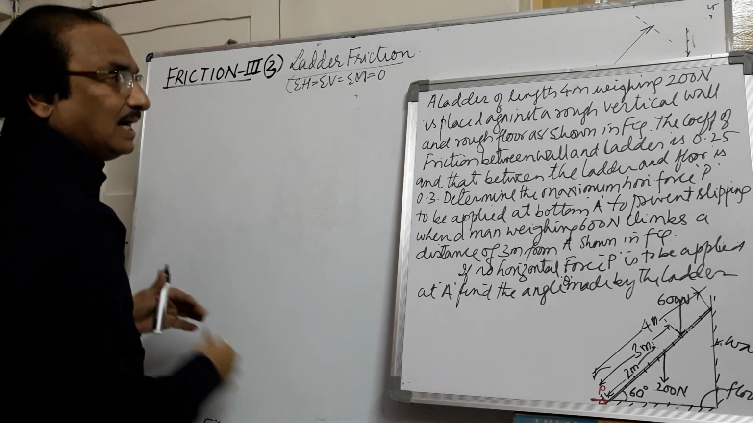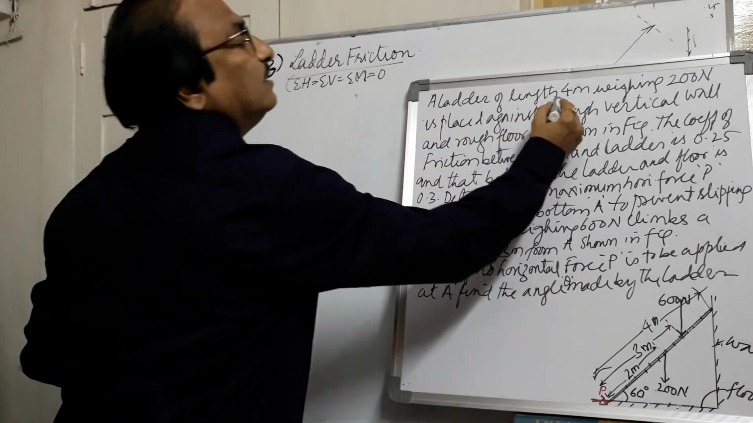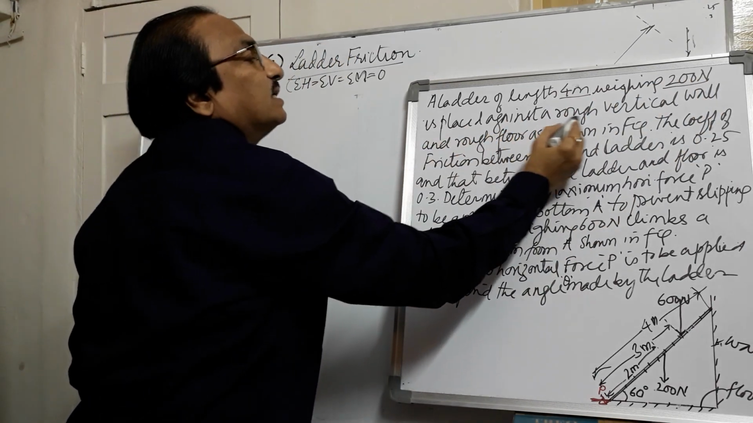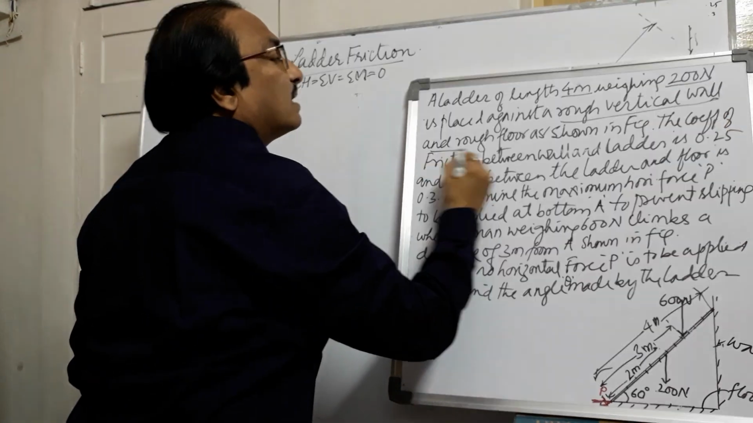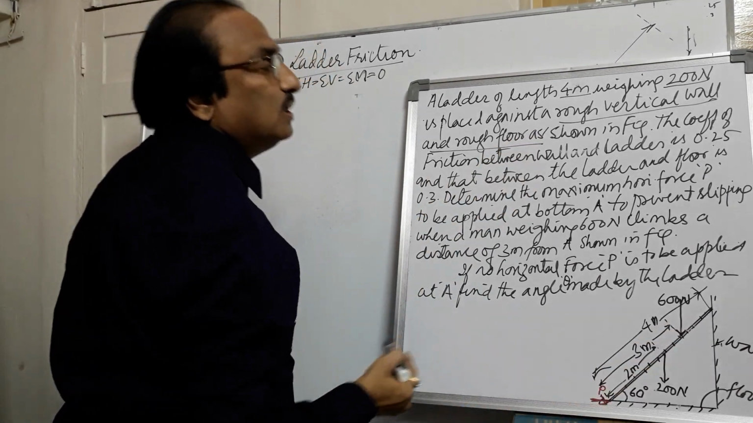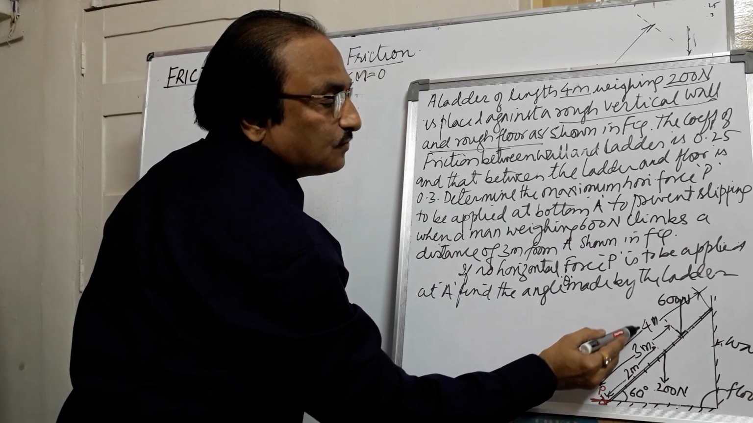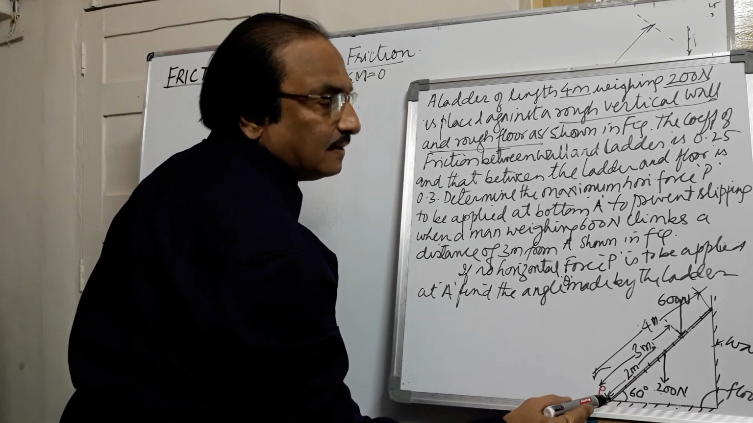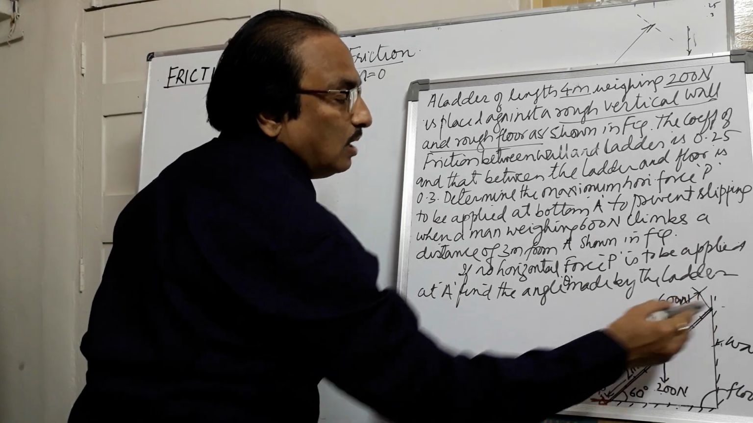So this is a problem on the ladder. A ladder of length 4 meters weighing 200 Newton is placed against a rough vertical wall and rough floor as shown in the figure. So this is the ladder shown in the figure. The length of the ladder is 4 meters. It is weighing 200 Newton. Weight always acts at the center. It is leaning against the wall and the floor.